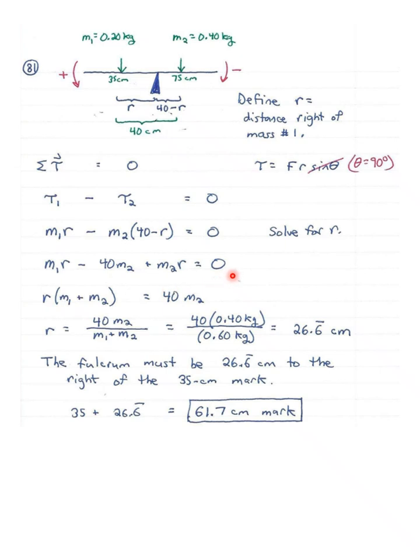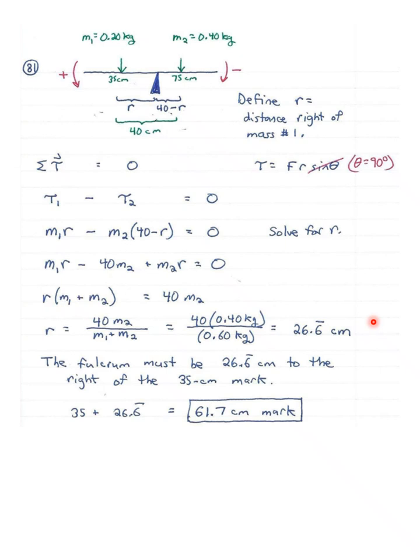Solve it for R. So I'm going to collect the terms. These are two terms that have R in them, M1R plus M2R. Let's collect them together as R times M1 plus M2. The other term, this minus 40M2, add it to both sides, and we get 40M2. So I've done about 2 lines of algebra. Make sure that you understand the different steps that I've gone through. We solve for R, and we get 40M2 over M1 plus M2. Plug in the values, and we get 26.6 repeating centimeters, or 26.7 centimeters.